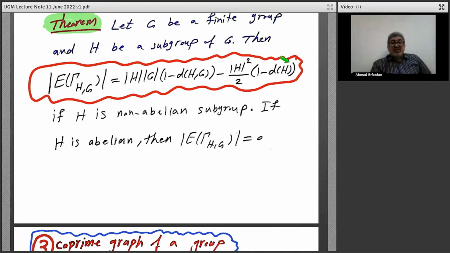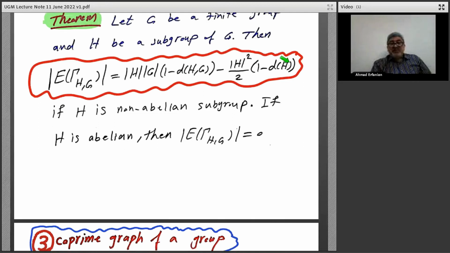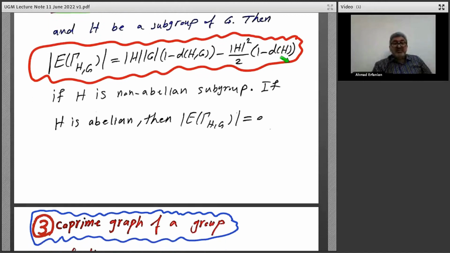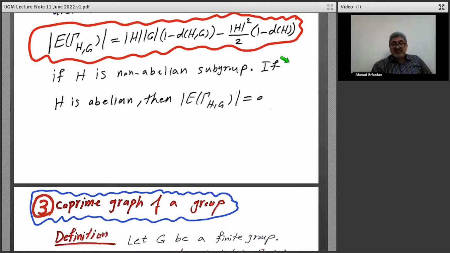You know that in the relative non-commuting graph, we always assume that H is non-abelian, because if H is abelian, then as I mentioned before, we will have only some isolated vertices, so the number of edges is 0.